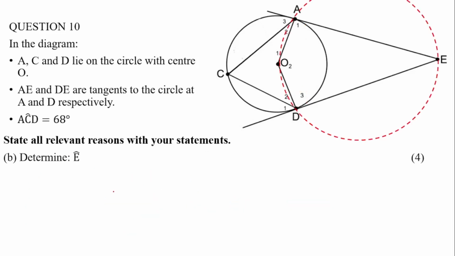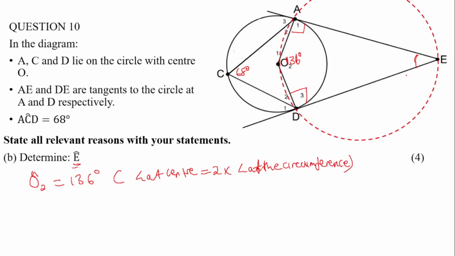Question B, determine angle E. Right, I've put the dotted circle here because we proved that AODE is a cyclic quad, and then we say this angle is 136 degrees. Okay, because this one is 68 degrees, this one is 90, this one is 90. We want to find this angle. Remember, we just proved that AODE is a cyclic quad, isn't it? So we have angle O2 is equal to 136 degrees. Why? Because angle at center equals 2 times angle at the circumference.